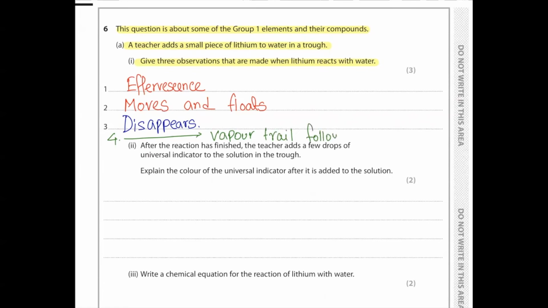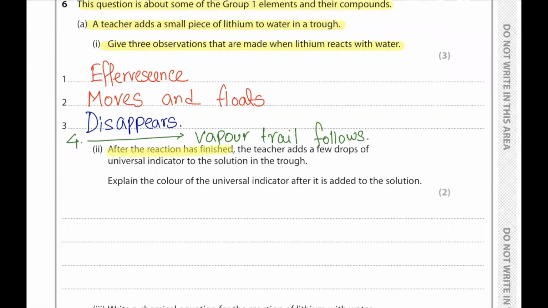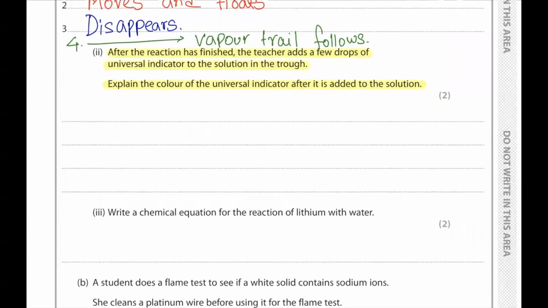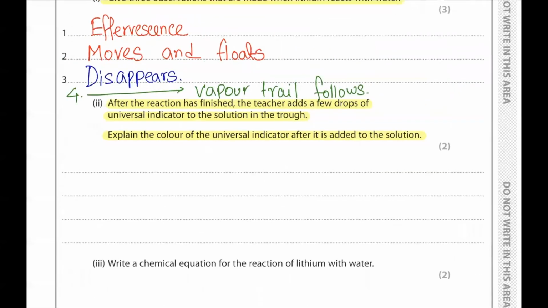Part 2. After the reaction has finished, the teacher adds a few drops of universal indicator to the solution in the trough. Explain the color of the universal indicator after it is added to the solution. So once the universal indicator is added, it will turn purple, because when the lithium reacts with water, it produces hydroxide ions, which makes the solution alkaline.